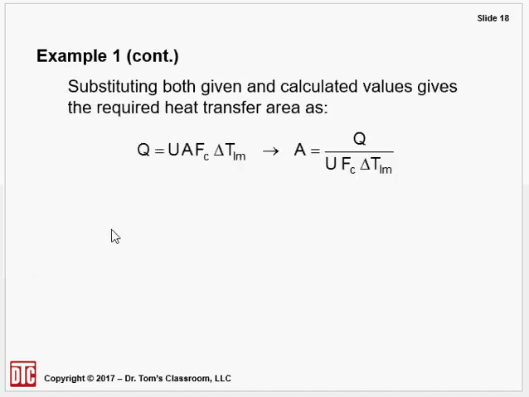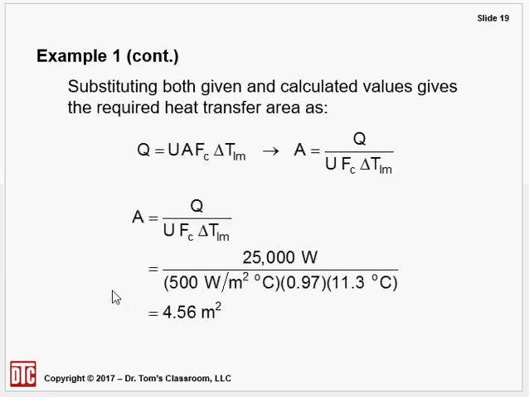So, we can now find the area. We take our equation Q equals U A F_C delta T_LM, and solve for A. We've got the Q, we already have the load. We have the U, we now have the F sub C and the delta T_LM. We've got all those. So substituting and watching units, remember, if the units don't work out, it doesn't matter what the number is. And in heat transfer, for sure, if you can make the units come out, you probably got the right answer. You've accounted for everything.